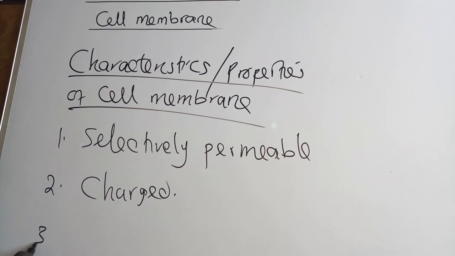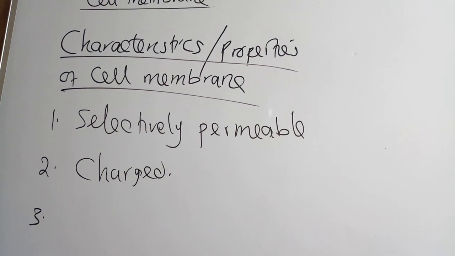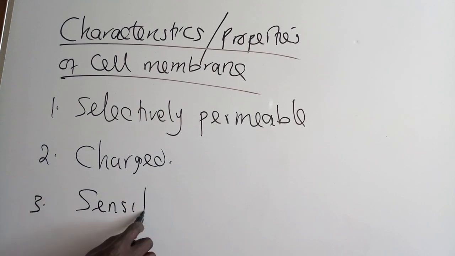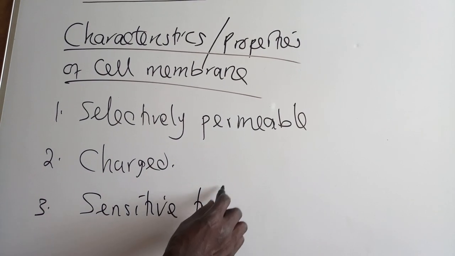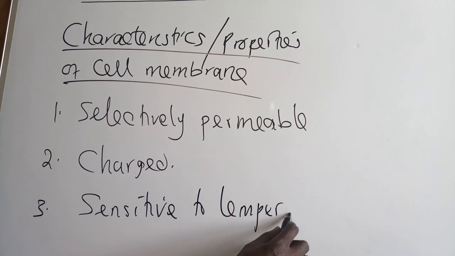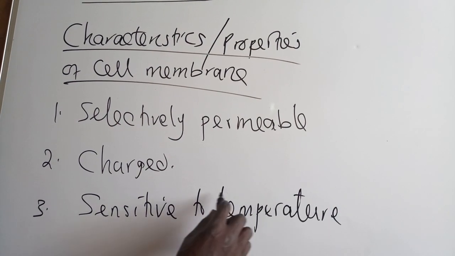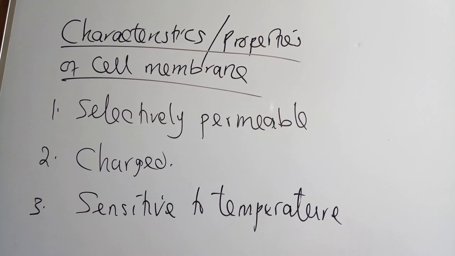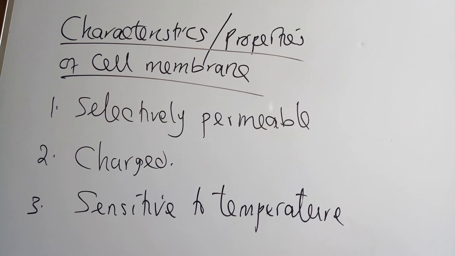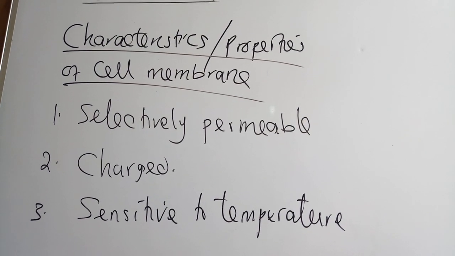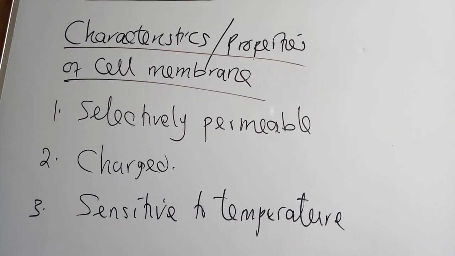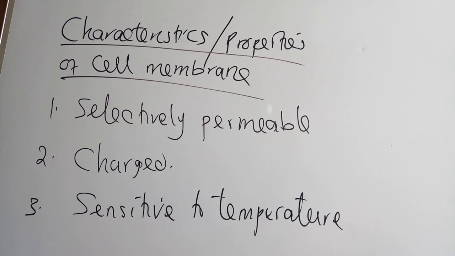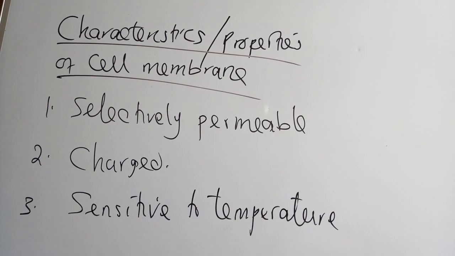Then, third one, a cell membrane is sensitive to changes in temperature. What this means is, if a cell membrane is subjected to very high temperature, the proteins or the protein layer of the cell membrane will be denatured. Once the proteins are denatured within the cell membrane, then the cell membrane will no longer be selectively permeable. So it means it will not allow substances to pass through it.